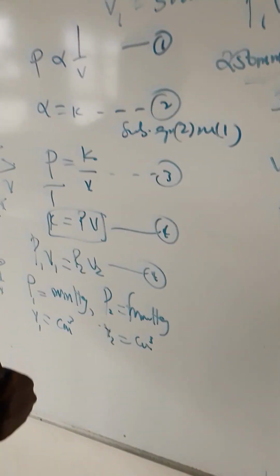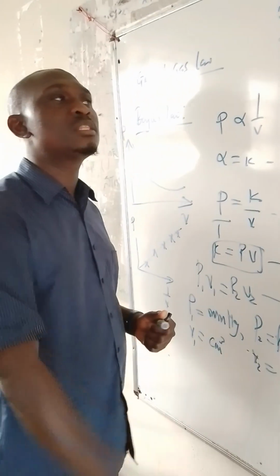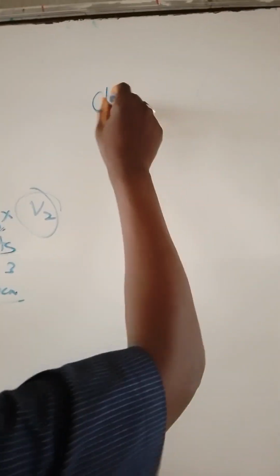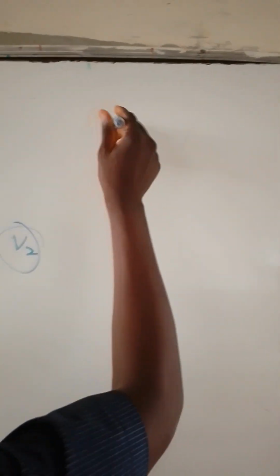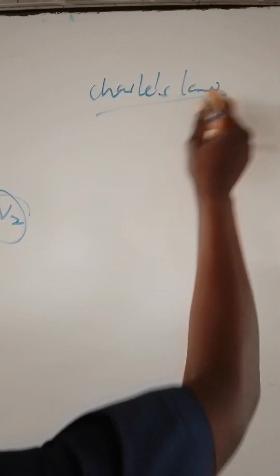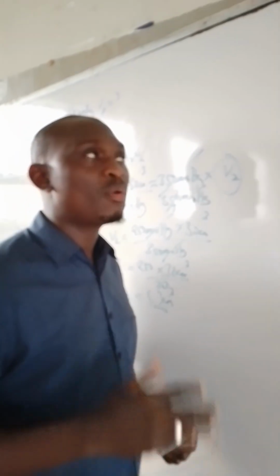The same applications apply if you are asked to look for the pressure, as the case may be. Therefore, that leads us to Charles' law. Charles' law states that the volume of a fixed mass of a gas is directly proportional to the absolute temperature, provided the pressure remains constant. I will repeat again.